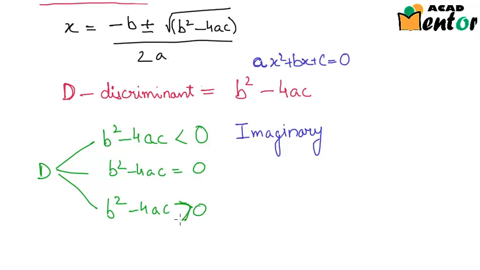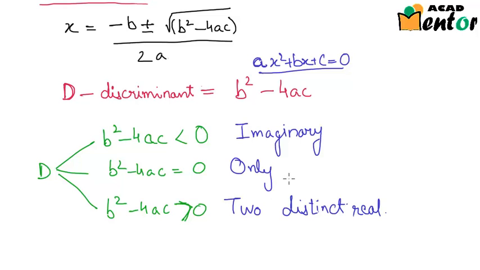When b² - 4ac, or the discriminant, is greater than 0, we say that the equation has two real roots, two distinct real roots. And when finally b² - 4ac = 0, we get only one root, one real root, or we can say we get a repeating root. Now let me show you what these three exactly mean.